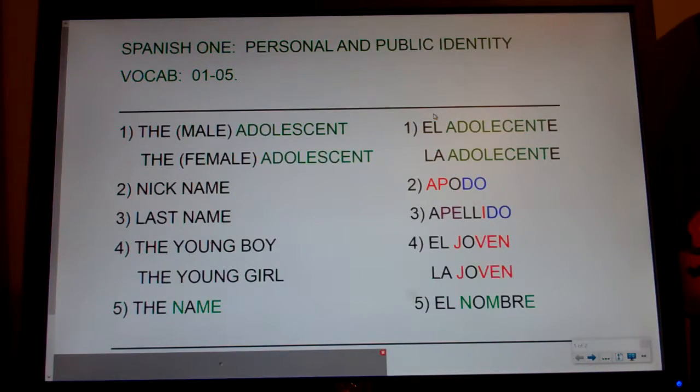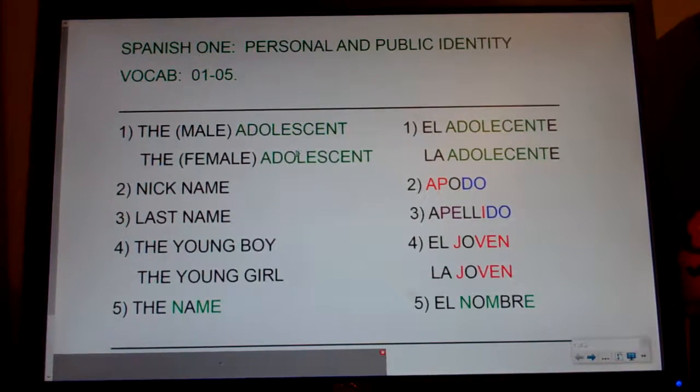Number 3, last name, apellido. Number 4, the young boy, el joven. The young girl, la joven. And number 5, the name, el nombre.